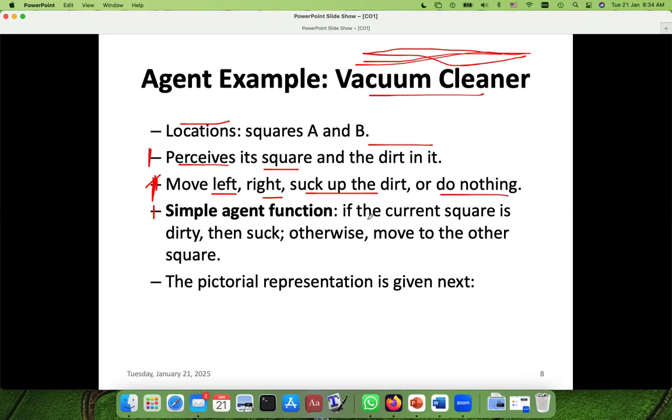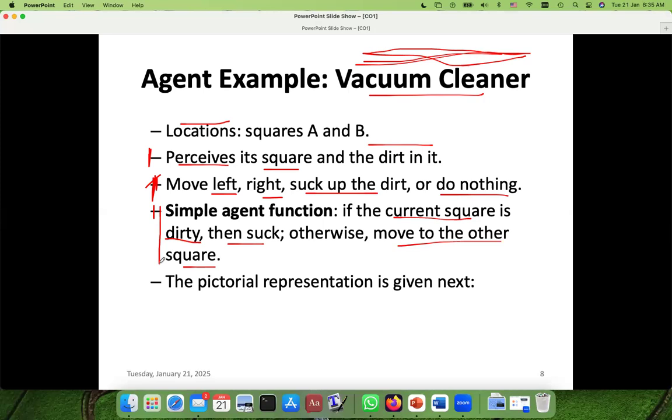Your agent will see whatever the location is. We are calling that location the current square, current location. And your agent will see that if the current square is dirty, then it will suck up that dirt. And if there is no dirt, the agent will move to the other square by taking the action left or right, whatever. So this is the function of your agent.